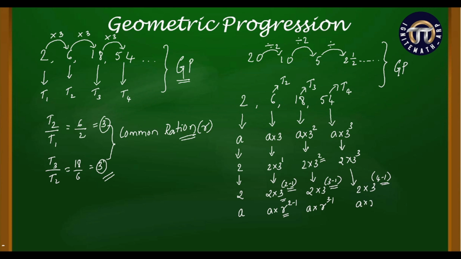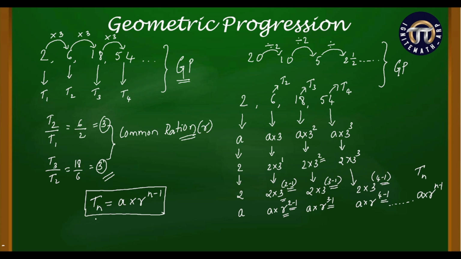Here a into r to the power of 4 minus 1. If it is fourth term, 4 minus 1. If it is second term, 2 minus 1. If it is third term, 3 minus 1. So similarly, if I want to find out the nth term, then it would be a into r to the power of n minus 1. So I can say the nth term of the GP is a into r to the power of n minus 1. So this formula we use to find out the nth term of the GP.